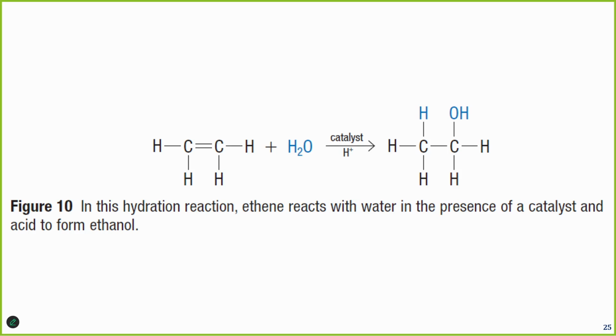And further, in a hydration reaction, water reacts with an unsaturated hydrocarbon. This reaction produces a type of organic compound that contains a hydroxyl group, or -OH. We'll talk about the hydroxyl group in future lessons. So this compound is called an alcohol. Again, we'll talk about alcohol in our future lessons. For example, this figure shows that in this hydration reaction, ethene reacts with water in the presence of a catalyst and acid to form ethanol. Ethanol is a type of alcohol.